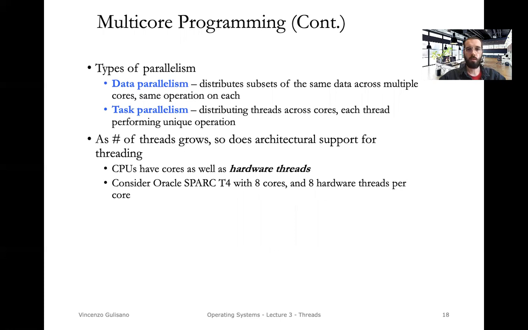As we will see, CPUs have cores as well as hardware threads. There is architectural support for threading, okay? You have mechanisms such as hyper-threading and so on. So I'm mentioning this because, as I said in the beginning, and I will repeat several times, there is a tight connection between the operating system and the hardware that is designed to be compatible and in line with modern operating systems.